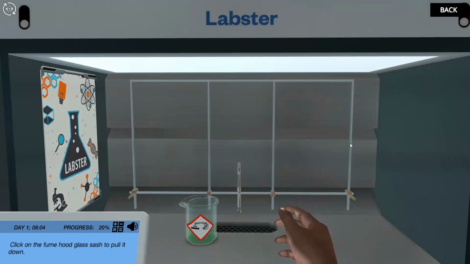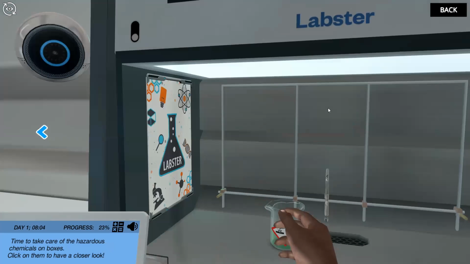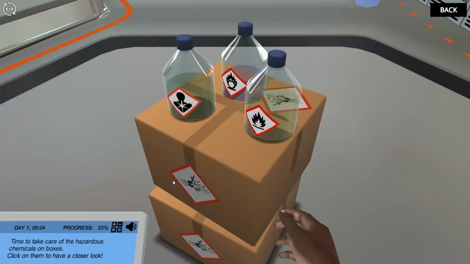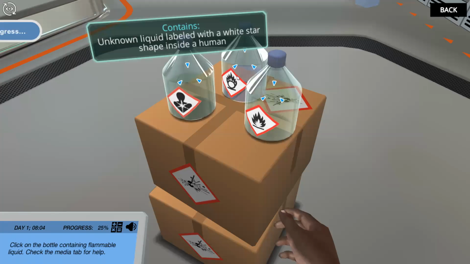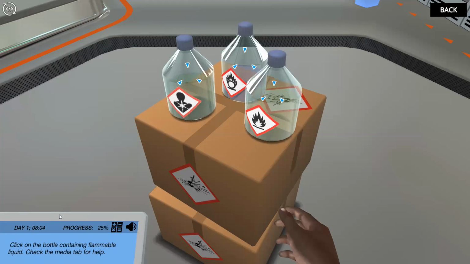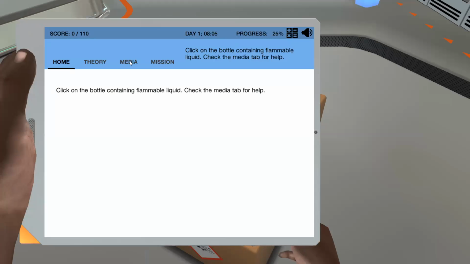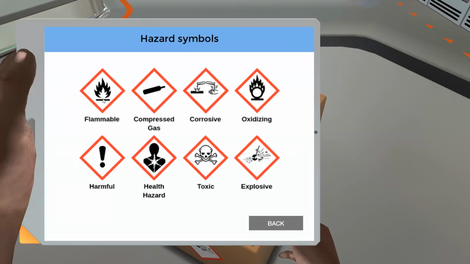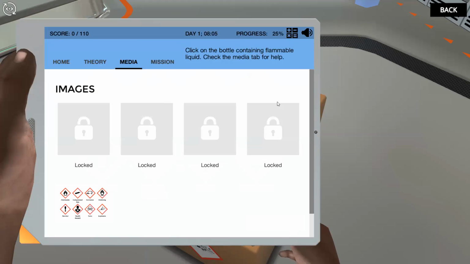Time to take care of the hazardous chemicals on the boxes. Click on them to have a closer look. Okay. The boxes. Click on the bottle containing flammable liquid. Check the media tab for help. This one right here. See, this is where you would go to the media right here. And it tells you which one of those is flammable. That one. Okay. See? So now you know which one, and you can answer. It's this one. Well done.